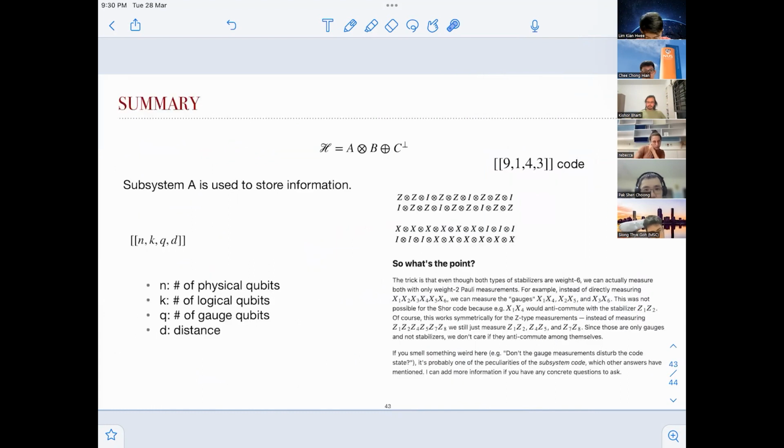Then finally, we discussed this notion of subsystem code, where subsystem A is used to store information. This is unlike the case of a regular stabilizer code, where H is equal to C plus C perp. But here your C is A tensor B, and we discussed the 9-1-3 code. You can break that into the 9-4-3 code, and effectively you have 5 logical qubits, and you can.